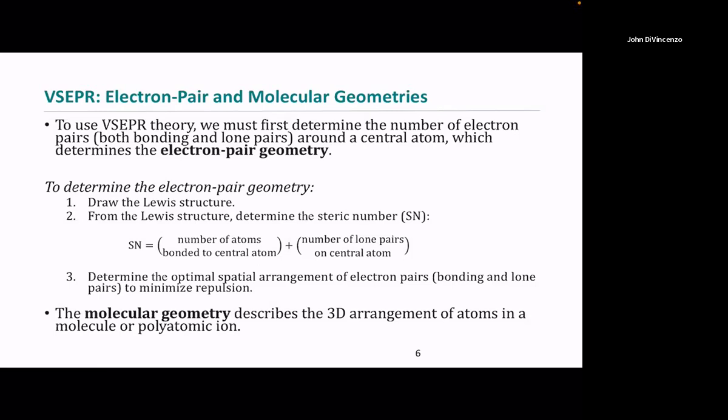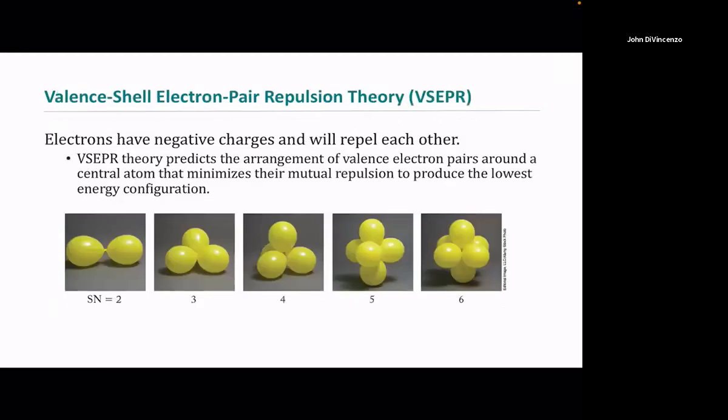So draw the Lewis structure, okay? Can't go anywhere without chapter 4. From the Lewis structure, determine the steric number. And that is basically just count the pairs around the central atom. That's it. Bonded or non-bonded, we don't care, just count them. Number of atoms bonded, number of lone pairs on the central atom. Determine the optimal arrangement of pairs to minimize the repulsion, and these are your choices. Linear, trigonal planar, tetrahedral, trigonal bipyramidal, and octahedral.